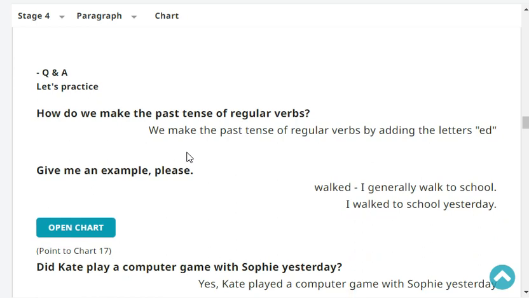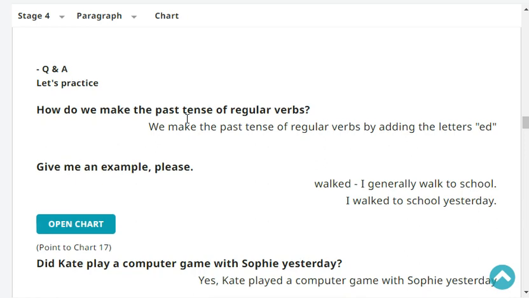Very good. Okay, how do we make the past tense of a regular verb? We make the past tense of a regular verb by adding the letters ed. Give me an example, please. Walk. I generally walk to school. I walked to school yesterday.